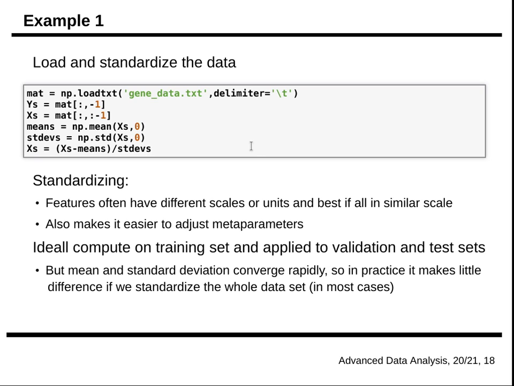So if you separate training, validation, and test sets at random, the mean and the standard deviation you compute will be probably very, very close to each other, if not the same value, whether you compute them only on the training set or if you use the whole set. So in many cases in practice we just rescale the whole set once and don't worry about this anymore.